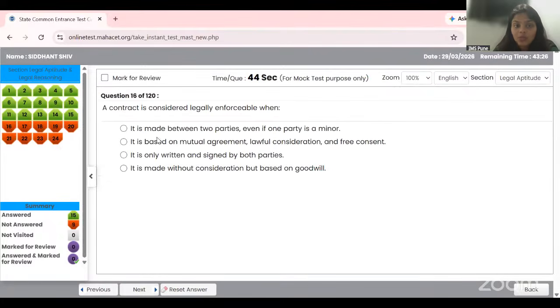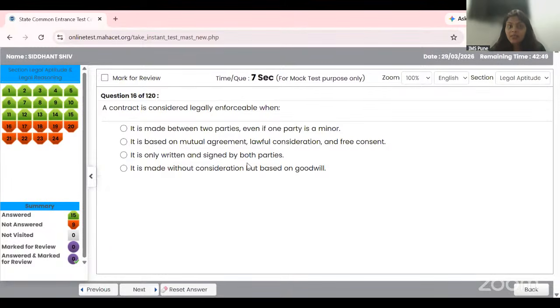We move on to the next question, which is asking about a contract is considered legally enforceable when. So we have to answer legal enforceability. So first option is saying that it is made between two parties even if one party is minor. So we know that any contract with minor is void. Next is based on mutual agreement, lawful consideration, and free consent. Yes, definitely that is there. So, lawful consideration, free consent, mutual agreement, all of these are part and parcel of your valid contract, right?